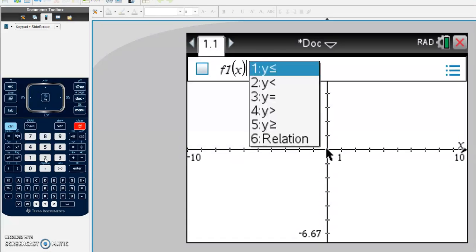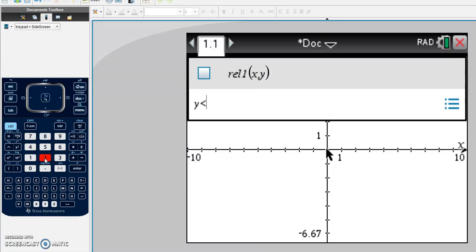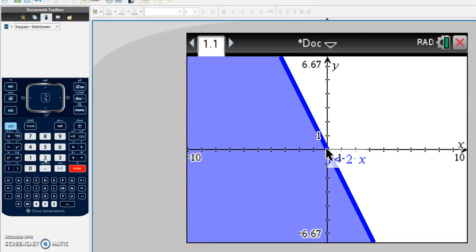So if I hit delete, I get all of my inequality signs. I want number 2, and then I'm typing in negative 2x, and then I can hit enter. And did that look like what we drew? There we go. Now we have a dotted line. So yeah, it looks just like what we did. Nice job, you guys.